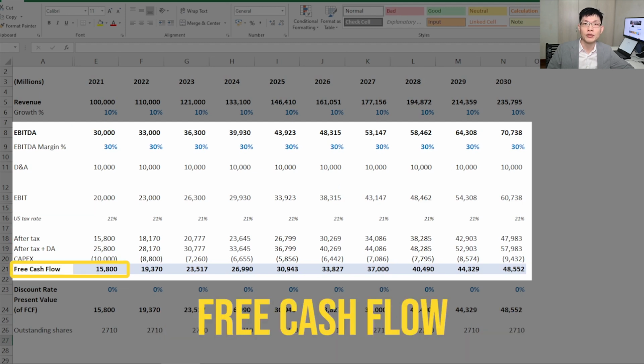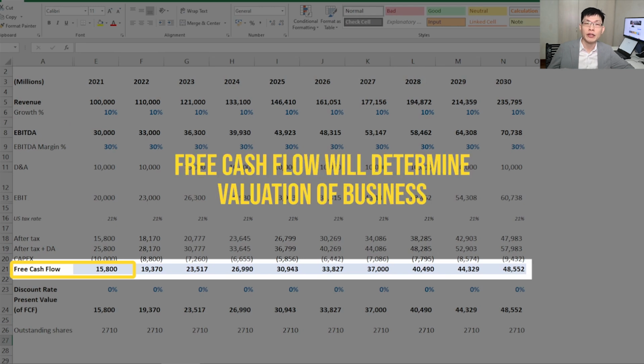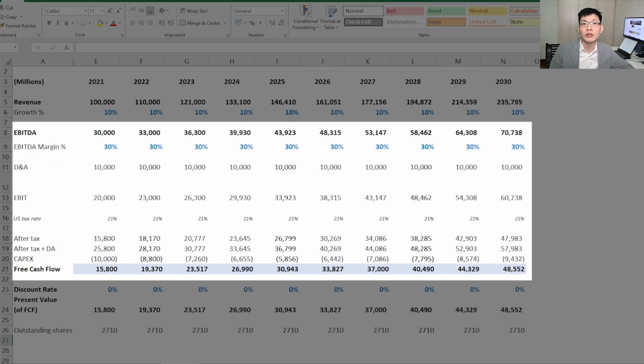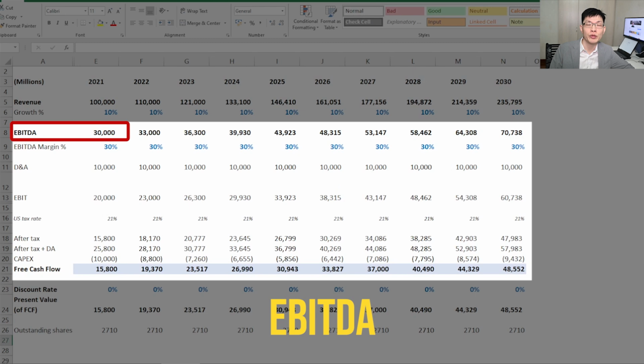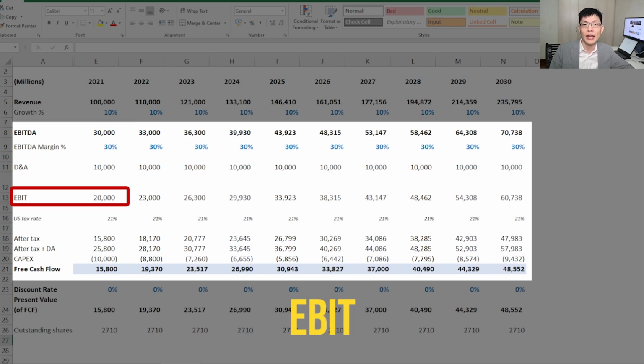Now, this free cash flow is the balance of the cash that is left after deducting all the tax, the interest, and so forth. Now, why do you need to find out the free cash flow? Because by finding out the free cash flow, you will determine the valuation of the business. I will illustrate how. First, you take the EBITDA and you remove D&A. In this case here is 10,000 to derive the EBIT.